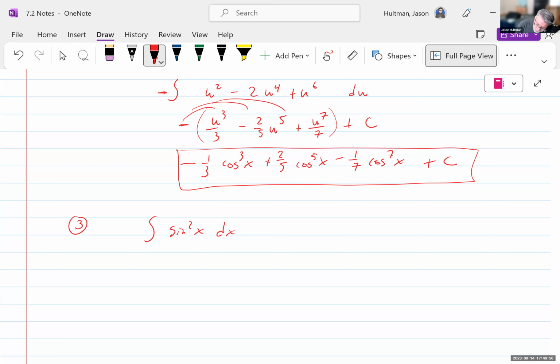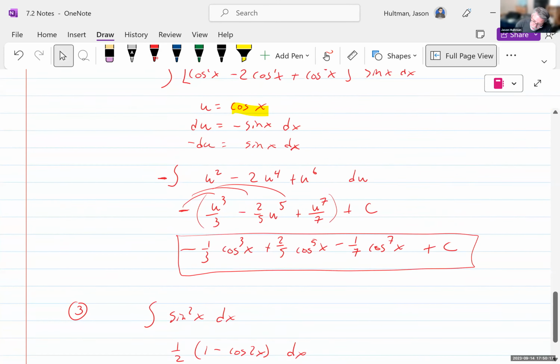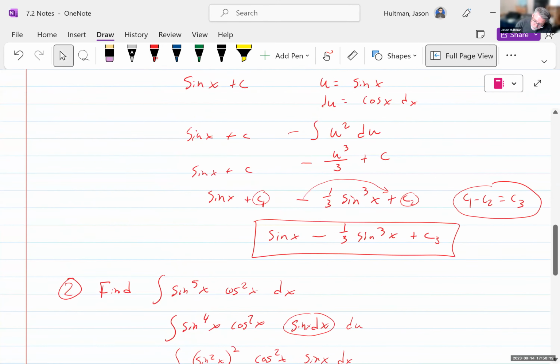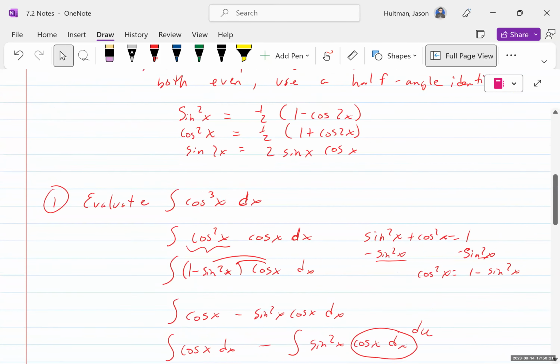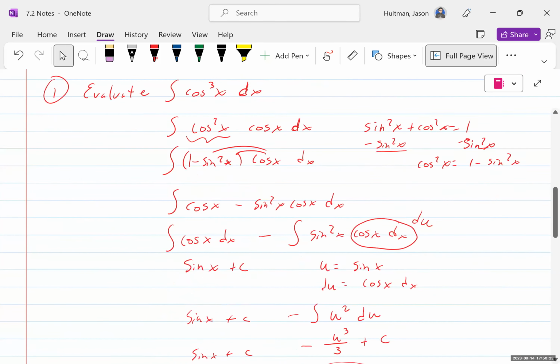I have to change this into 1/2 times 1 minus cosine 2x dx. I believe that's my half angle identity that we wrote above. Yes, sir. Yes, it is. Okay.